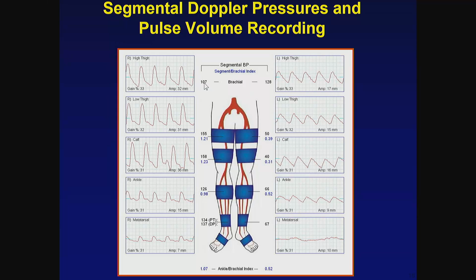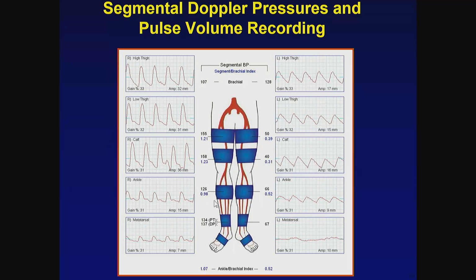And you can see here that the measurement of ankle brachial indices allowed us to identify a hemodynamically significant gradient in the right upper extremity of 21 millimeters of mercury, which would suggest the presence of either a right subclavian artery stenosis and or innominate artery stenosis.